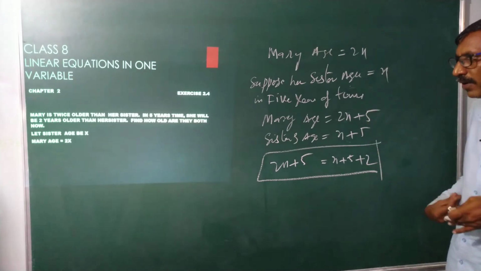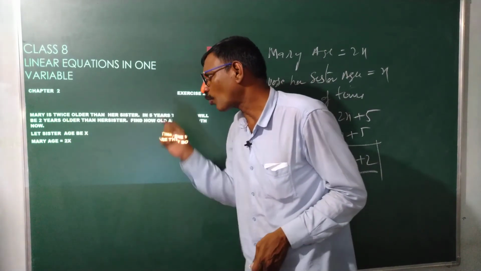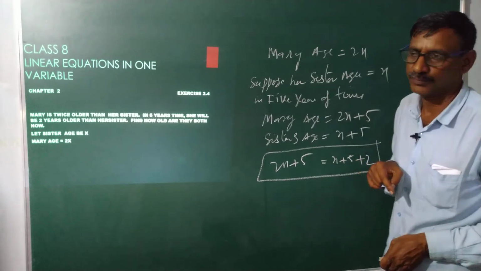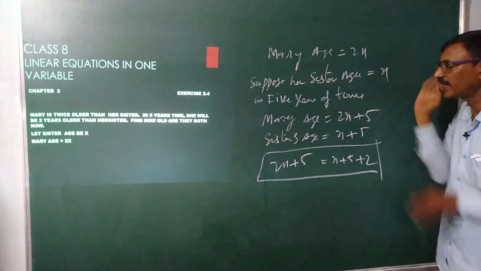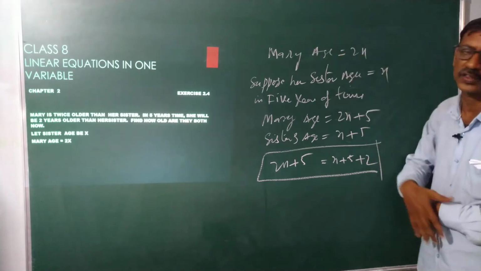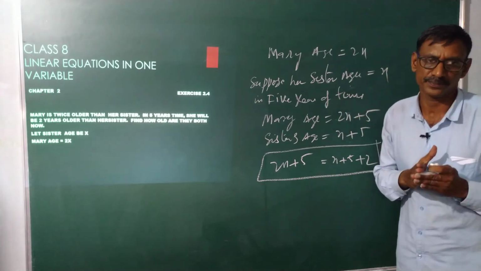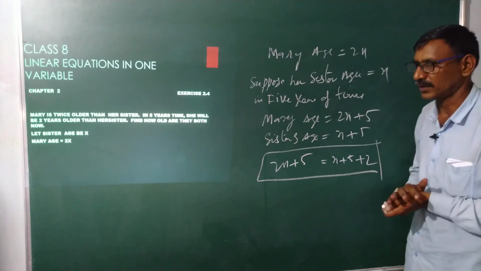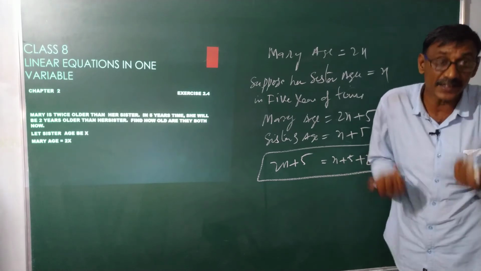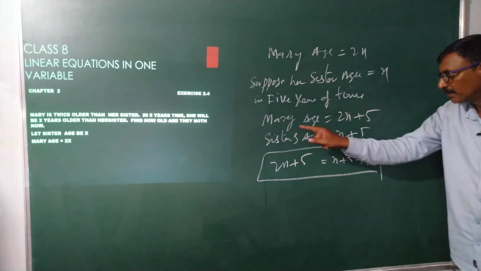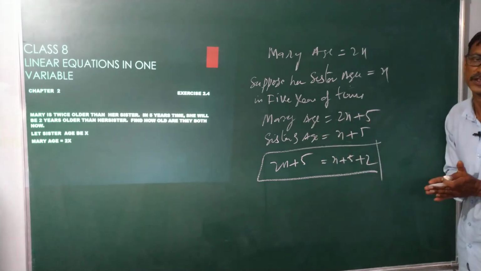Once again we will go to the problem. Okay. Mary is twice older than her sister. Suppose her sister's age is x, then twice that age must be equal to Mary's. This is what I take as per the problem. In 5 years of time, that means after 5 years, both of them increased by 5 years. Their ages increased by 5. That's the reason. In 5 years of time, Mary's age is 2x plus 5 and sister's age is x plus 5.